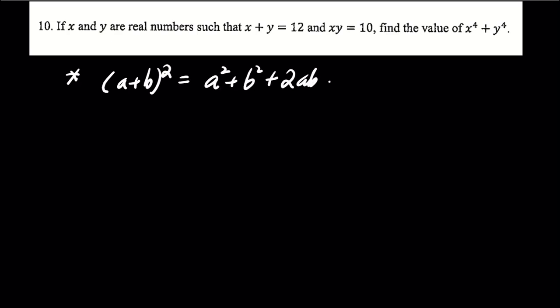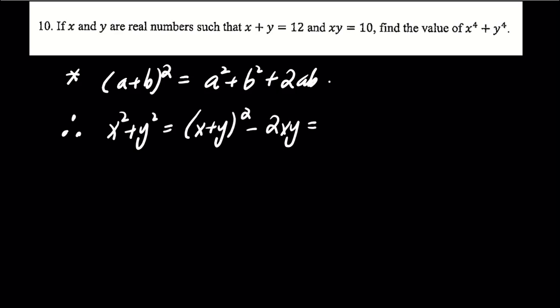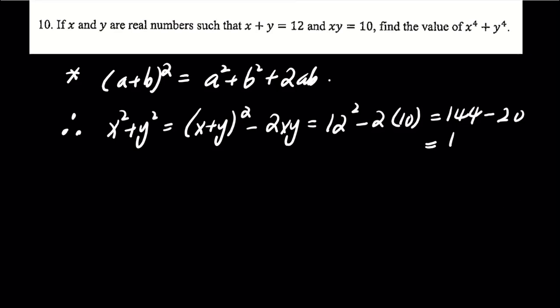Next, question 10 needs the formula (a plus b) squared equals a squared plus b squared plus 2ab. Using this formula, x squared plus y squared equals the square of (x plus y) minus 2xy, which is 12 squared minus 2 times 10, which equals 144 minus 20, and hence it is 124.